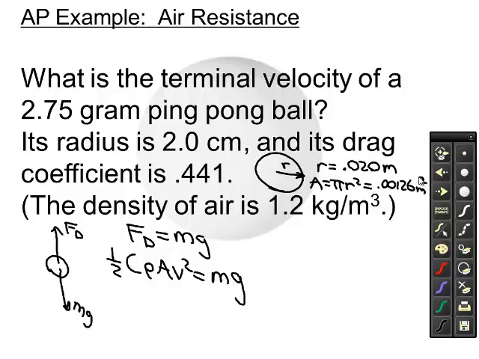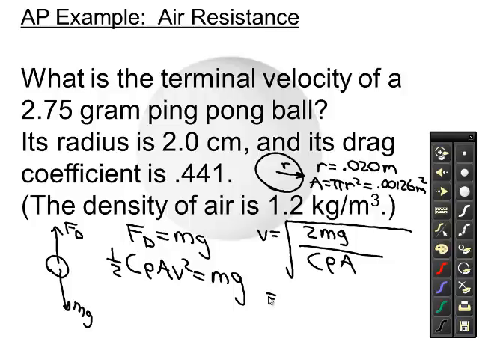And now we're cooking with gas, right? So we're going to say, okay, V is equal to the square root of 2mg all over C rho A. It becomes a pretty trivial problem at this point because we know all these numbers. We stick them in and we can theoretically compute the terminal velocity of this ping pong ball. So be sure to turn mass into kilograms, 0.00275 I believe.